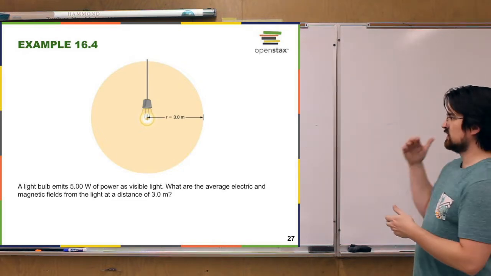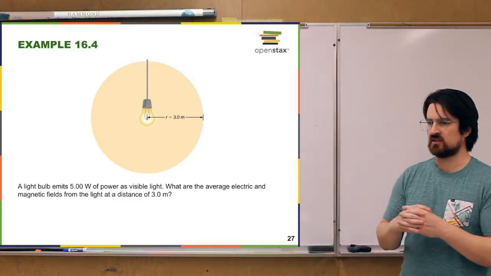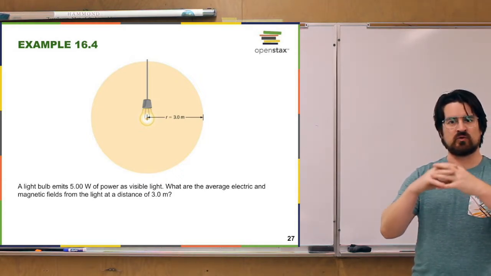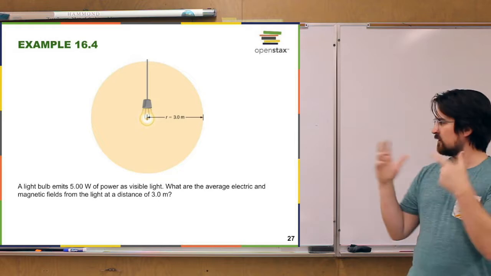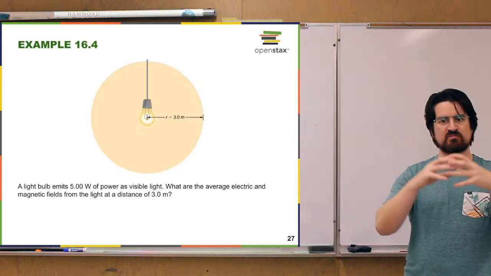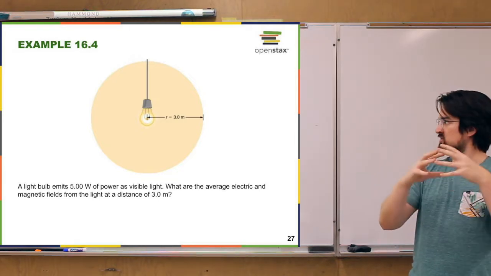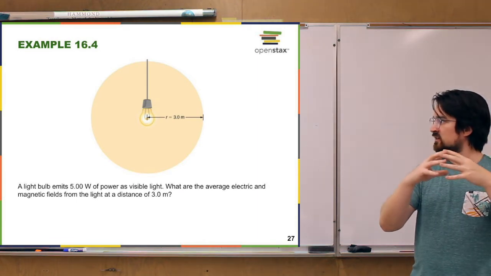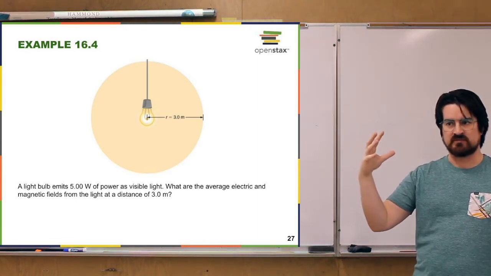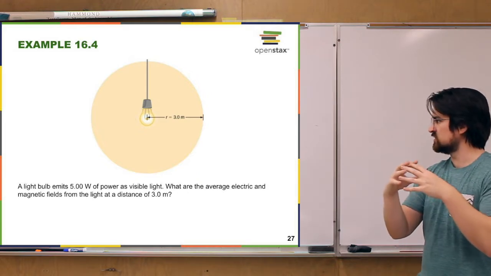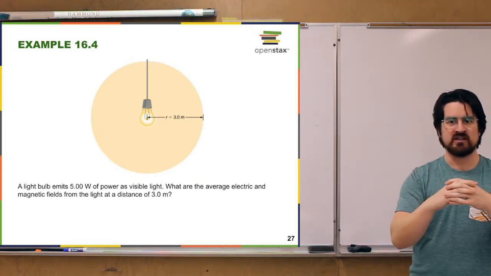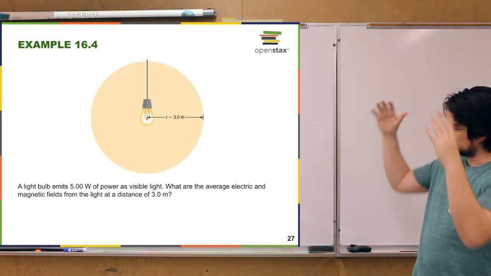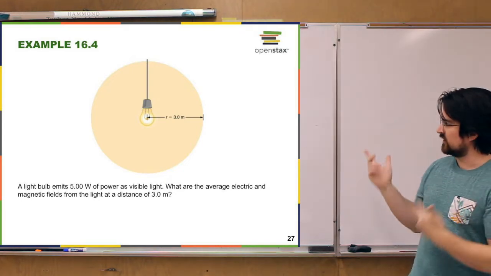And we're asked, what are the average electric and magnetic fields from this light at a distance of 3 meters? So the intensity of this light is going to go down as we move away from the source, because that power that's being emitted by the source is spreading out over this area, over this spherical area to be exact, as it moves away from the source. So essentially what we're going to need to do is take that power and then divide it by that area that it's now being spread over, which is a sphere, the surface of a sphere at radius r.